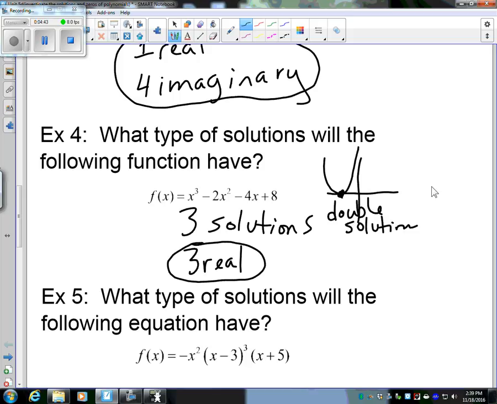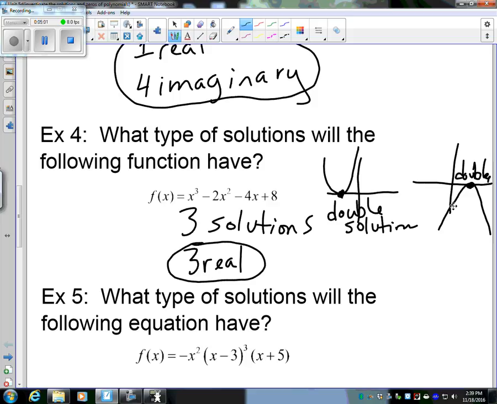And likewise, if the graph starts down below and comes up, hits the x-axis and goes back down, that is also a multiple solution. Anytime it turns on the x-axis, that is a multiple solution. In this case, it's a double solution.